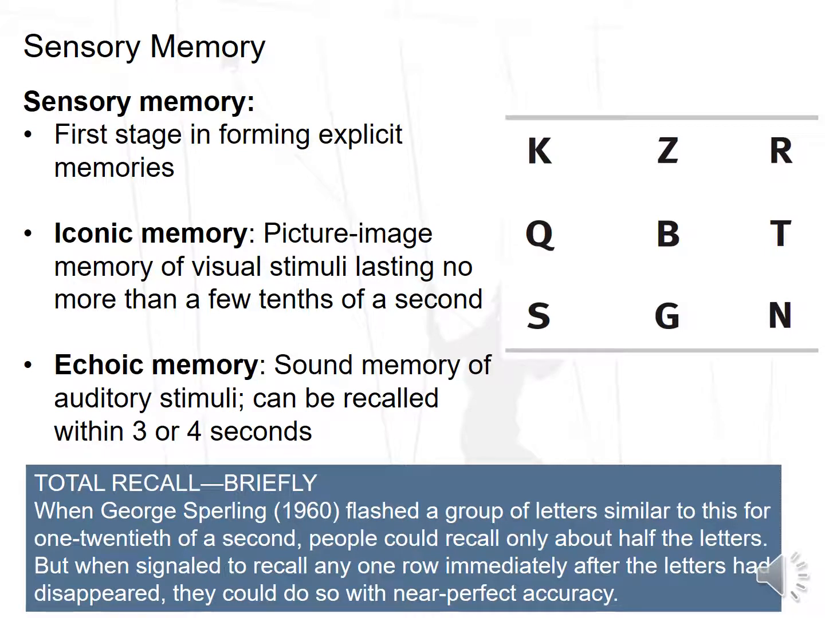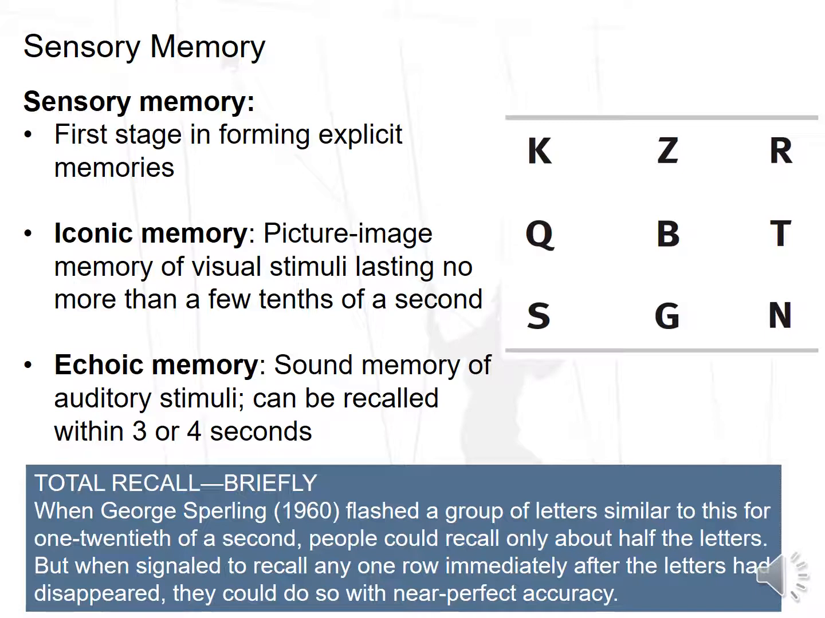In this Sperling activity, this is an example, is in sensory memory, our first stage in forming explicit memories. In iconic memory, the picture image memory of visual stimuli lasts no more than a few tenths of a second. Echoic memory, sound memory of auditory stimuli, can be recalled within 3 or 4 seconds.